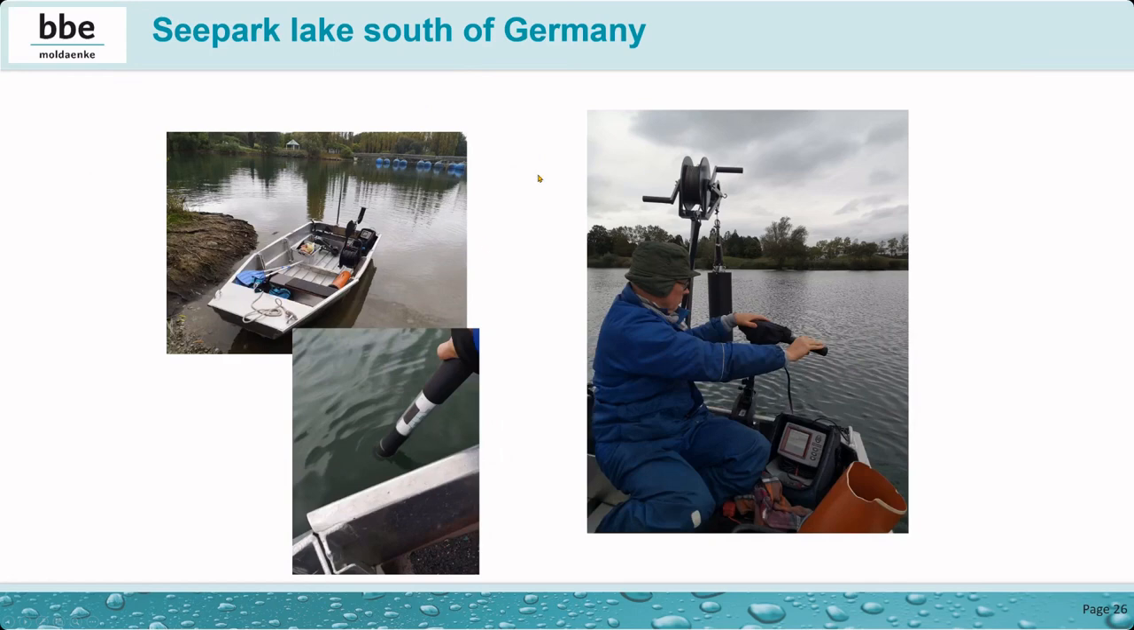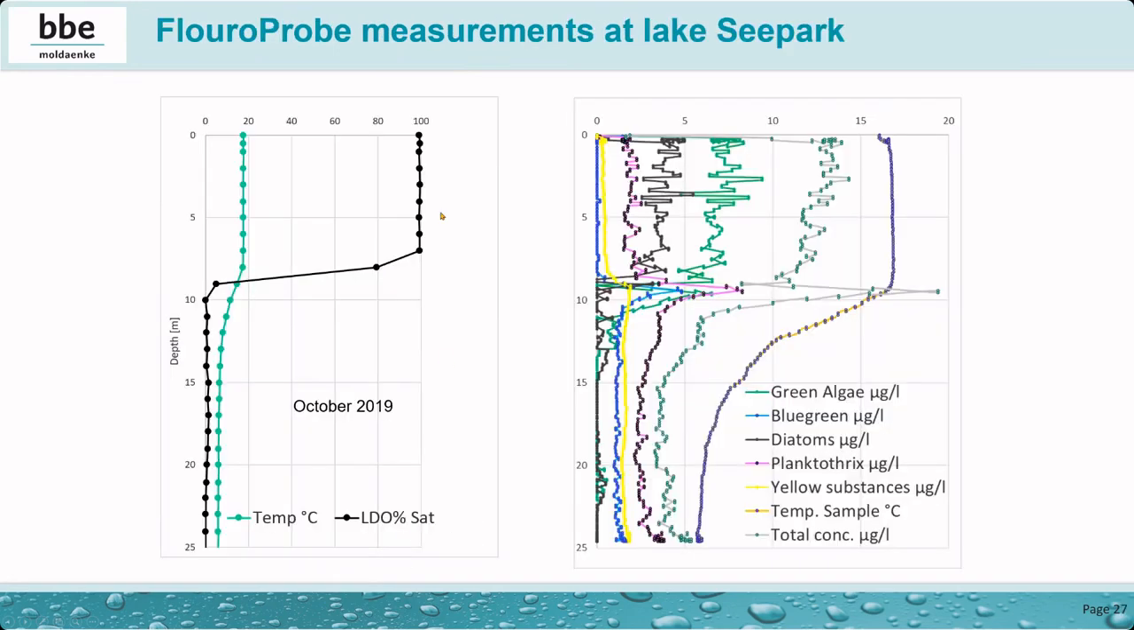Just some information about depth profiling. We have a lake in the south of Germany. You see here a fluoroprobe and an algae torch, and they measure depth profiling with these instruments. You see that at 10-meter depth, the oxygen goes from more or less saturated to nearly zero. You see the different algae, the temperature, total green algae, diatoms, Planktothrix rubescens, blue-green algae, and yellow substances.